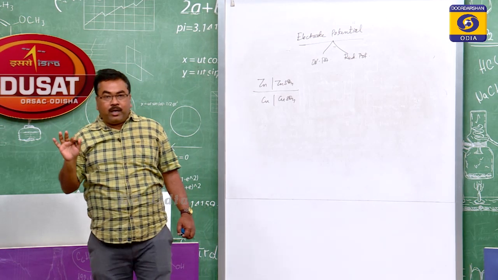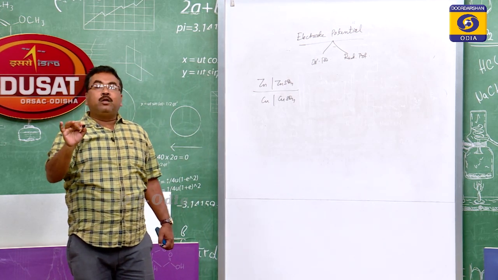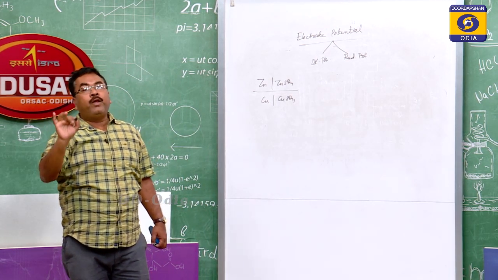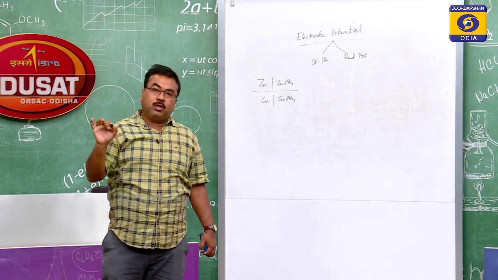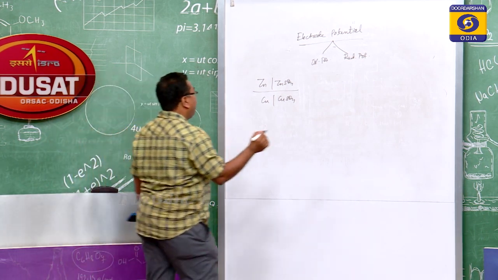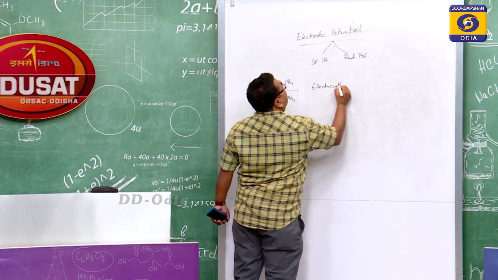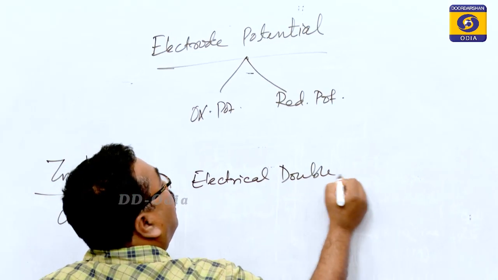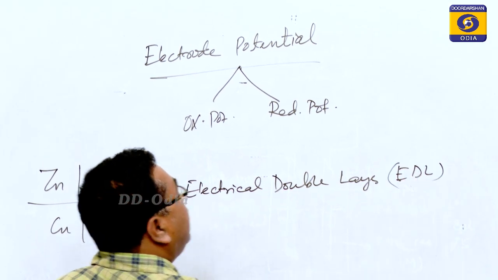In general, electrode potential is the tendency of a metal to either lose or gain electrons when in contact with the solution of its own ion. In that process, an electrical double layer, or EDL, is formed at the interface.